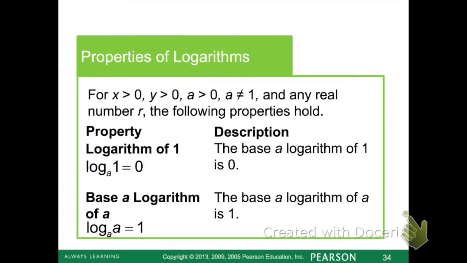A couple other properties that you may want to make note of. Log base a of 1 is always equal to 0. So if the argument is a 1, we're going to have it equal to 0. Also, if we have log base a of a, we just get out our answer of 1.